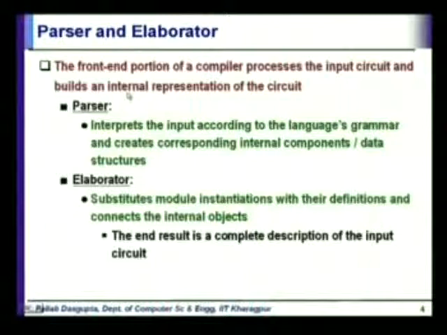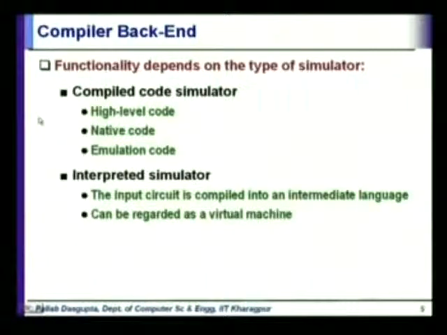Now what is there in the backend? The backend functionality depends on the type of the simulator. There are broadly two types of simulators. One is called the compiled code simulator, the other is called the interpreted simulator. These are two ends of the spectrum, and in between there are a lot of hybrids. We shall see that there are intelligent ways of using both of these techniques to get more powerful simulators. These two are very similar to what we see in programming languages also.